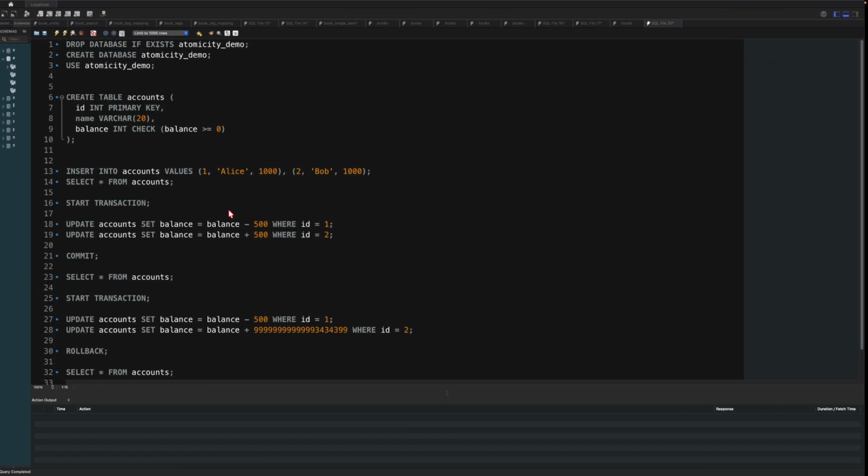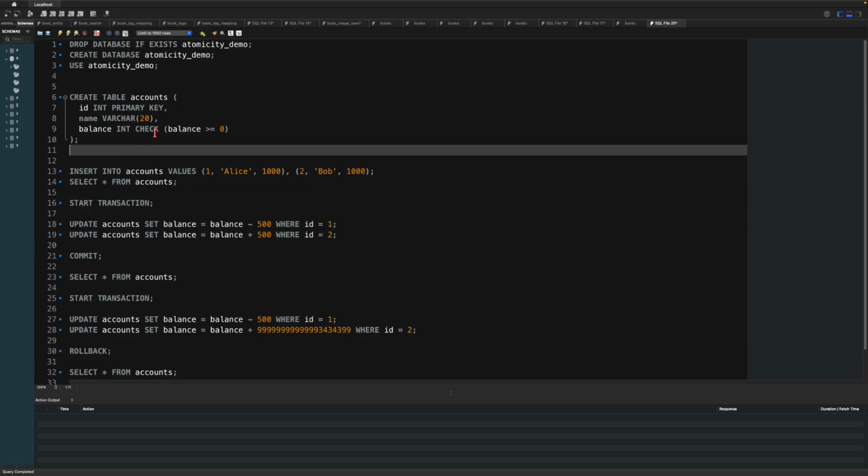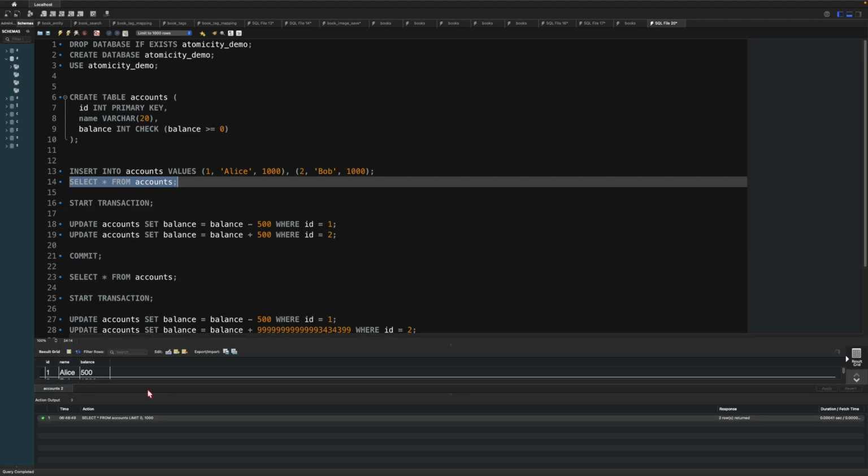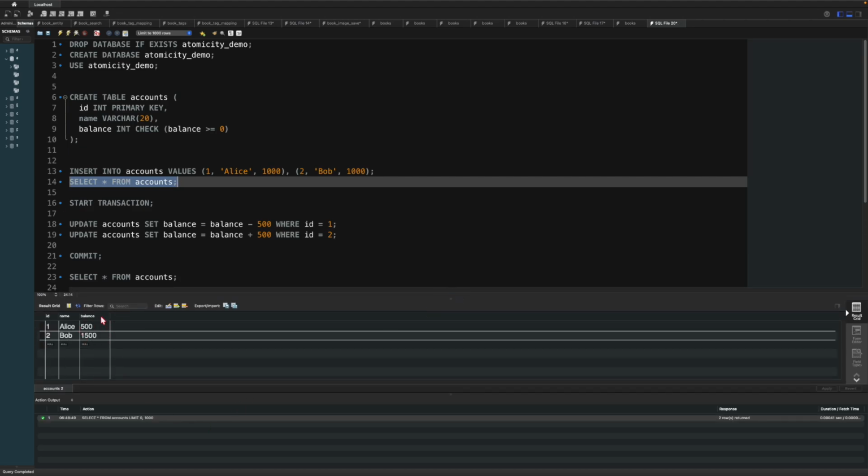For example, here we have the accounts table, and in this accounts table, we have the balance column. For the balance column, we have added a constraint that the balance must be greater than or equal to 0. Okay, so this is a constraint. Now if we check the current accounts table, here we can see that for Alice, the balance is 500.